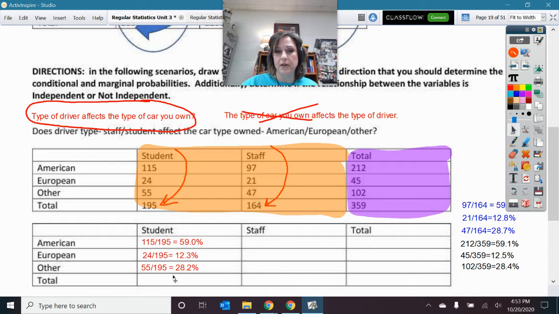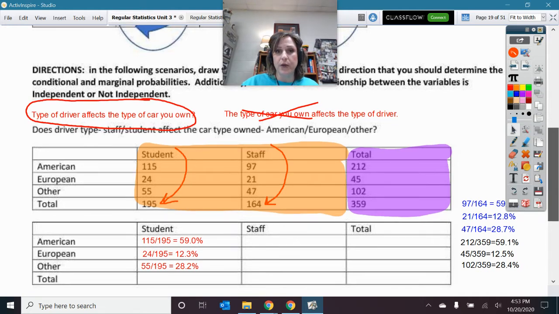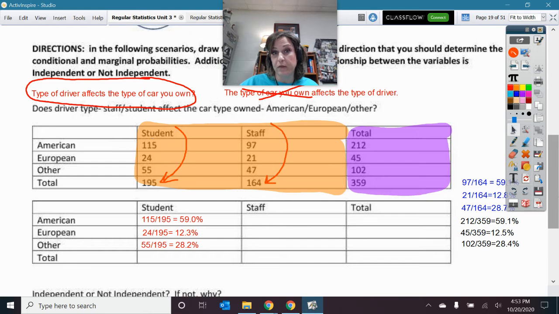Okay. Before we go into stat, let's just kind of look at what's happening with them overall. That's going to be over here in this purple section. So out of all of the cars that we looked at, out of the 359 cars, what proportion owned an American? That was your 212 out of 359. That was 59.1%.